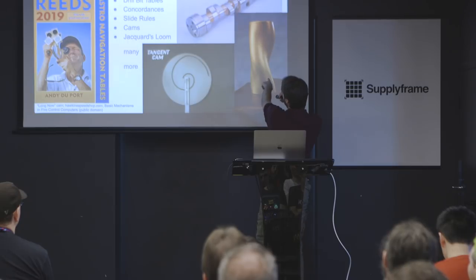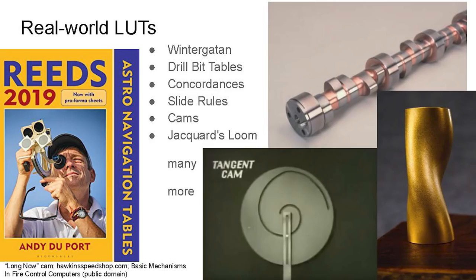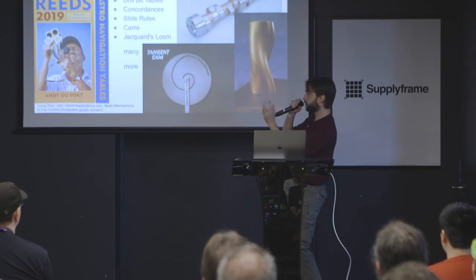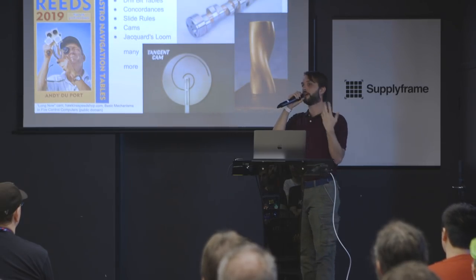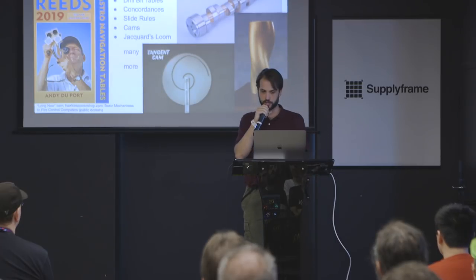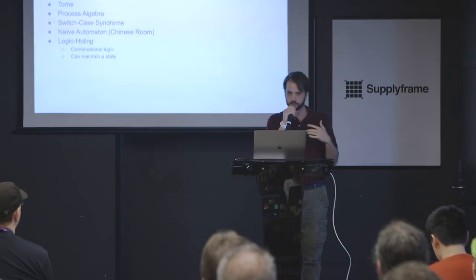And one of the cooler ones that I like is this from The Long Now. That's right, yeah, the Long Now machine, because it's actually a two-dimensional lookup table where you have this rotation and where you're reading it, and that determines some of these astrological values.